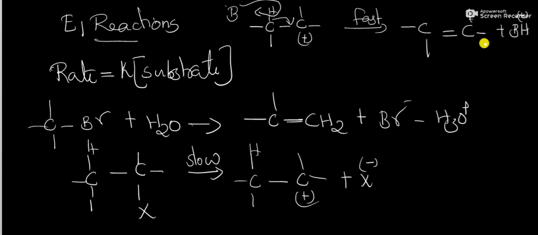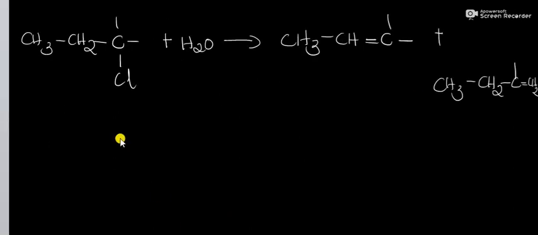Same as E2 reaction, orientation in E1 reaction also follows Zaitsev rule, that is the major product will be the highly substituted product. For example, this is our 2-chloro-2-methylbutane, which on E1 reaction, the major product will be 2-methylbut-2-ene, that is our highly substituted alkene. And this is our minor product, 2-methylbut-1-ene.